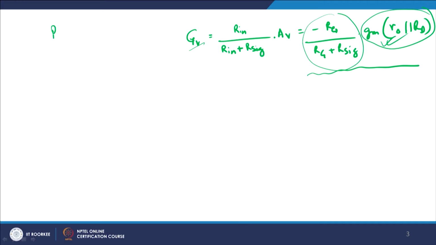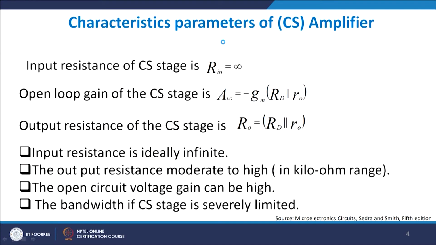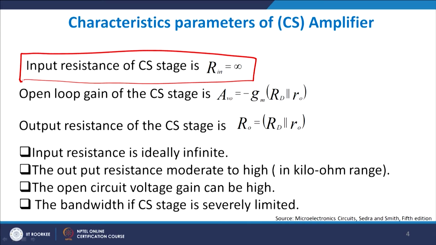What is your R out in this case? R out will be equal to Ro parallel to Rd, and that is what we get. So with this information, let me see what we have understood till now. We have understood that the input resistance in the CS stage is always equal to infinity, a very important point. Why is it infinity? We have discussed this point just now. It is infinity because you are applying the signal to the gate side. Once you are applying to the gate side, the gate is open circuited. When the gate is open circuited, you automatically get the input impedance to be infinitely large.